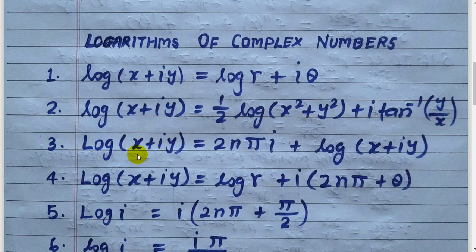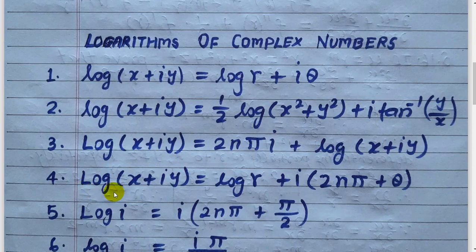Third one, Log of x plus iy equals 2n pi I plus log of x plus iy. Attention here, there is a difference in capital L and small l. First and second are small l formula and third, fourth, fifth one capital L formula. So there is a difference in the formula. So attention please here. Third one, Log of x plus iy equals 2n pi I plus log x plus iy.